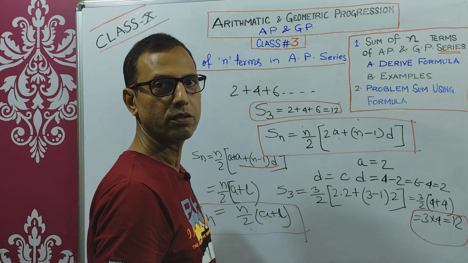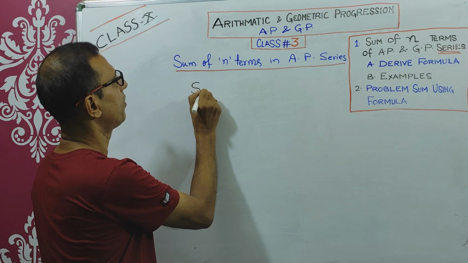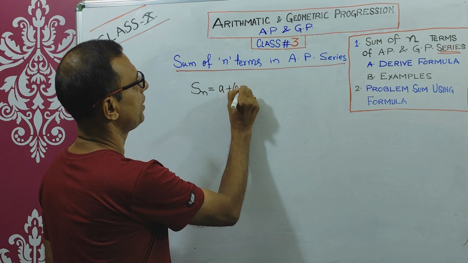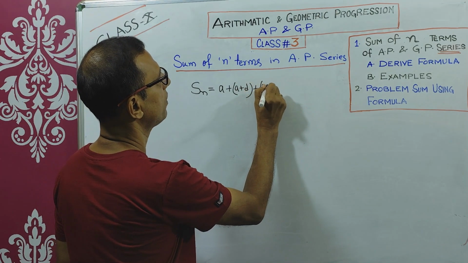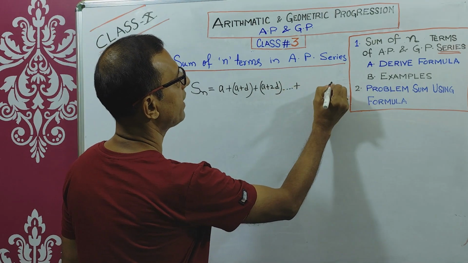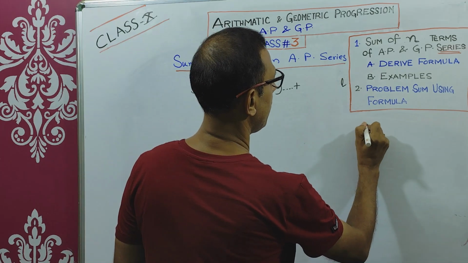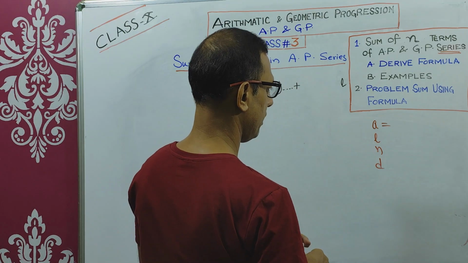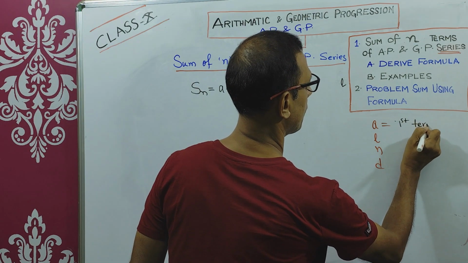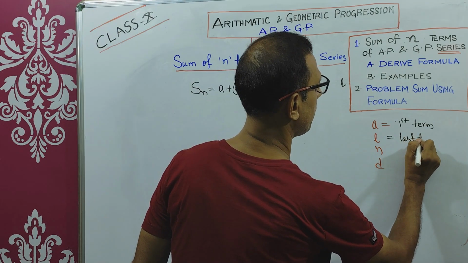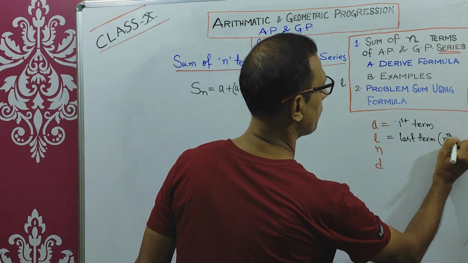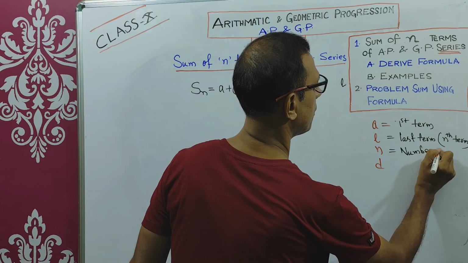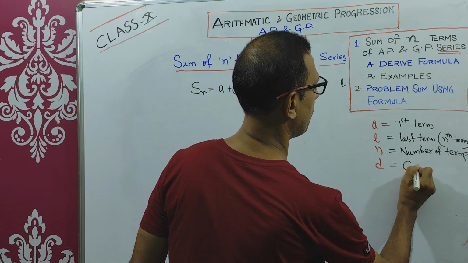Now I will show you how to derive this formula, right? So for an AP series, summation of n terms, Sn equals, first term is a, second term is a plus d, d is the common difference, third term is a plus 2d, and so on, plus, let's say the last term is L. So a is the first term, L is the last term or nth term, n equals number of terms, and d is the common difference, CD, right?